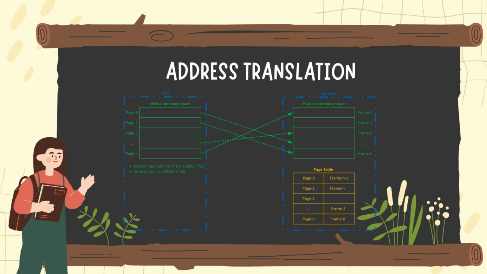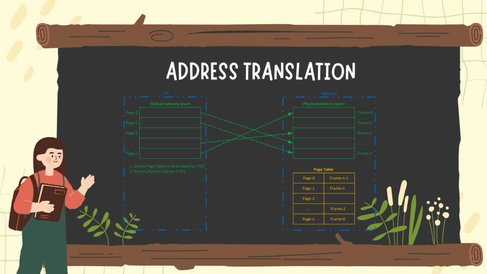It shows how the CPU operates on a virtual memory space divided into pages, page 0, page 1, page 2, and so on, which are mapped to physical memory frames, frame 0, frame 1, frame 2, and so on, using a page table. The page table maintains a mapping between each virtual page and its corresponding physical frame.